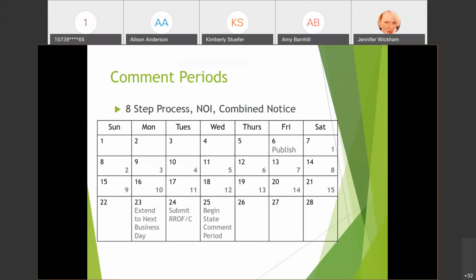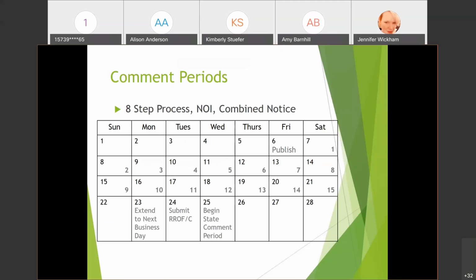So comment periods, we have a variety of them. With the 8-step process for floodplains and wetlands, we have 2 notices, an early notice and a final notice called the notice of explanation. The early notice is 15 days and the final notice is 7 days. The notice of intent is for CESTs and is 15 days. The combined notice is for the notice of intent and FONSI, and that's for an environmental assessment.